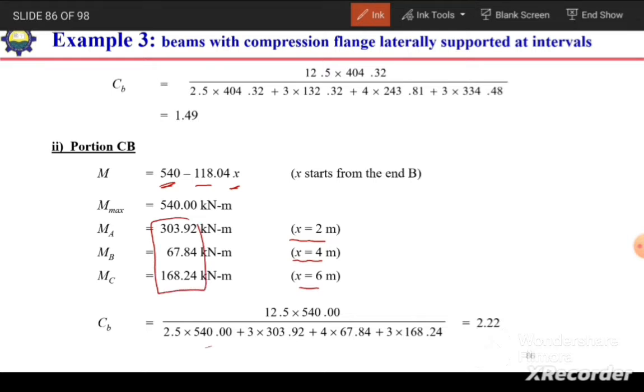After calculating the values, we need to substitute them in the expression of CB to calculate the CB value. Again, it is 12.5 times M maximum, over 2.5 times M maximum plus 3 times MA plus 4 times MB plus 3 times MC. So the value comes out to be 2.22.